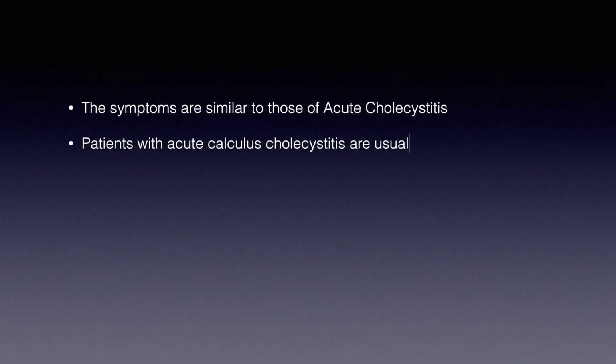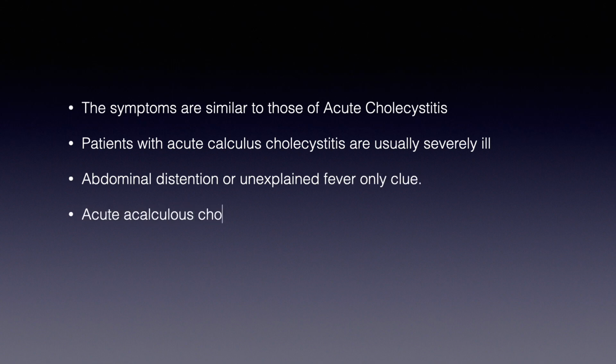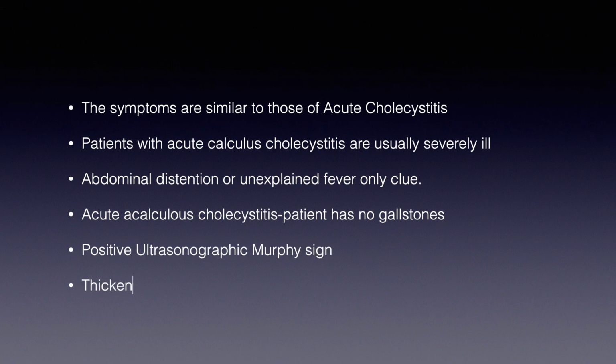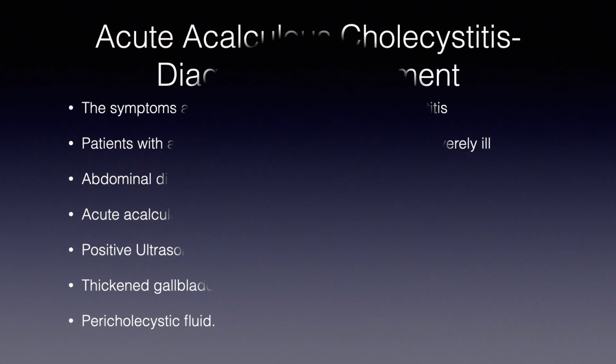Acute acalculous cholecystitis. The symptoms are similar to acute cholecystitis. However, the patients are typically very severely ill. Abdominal distension or unexplained fever are the only clue. The patient has no gallstones. There is a positive ultrasonographic Murphy sign, thickened gallbladder wall, and pericholecystic fluid. Untreated acute acalculous cholecystitis may progress to gallbladder gangrene, perforation, sepsis, shock, peritonitis, and has a mortality of about 65%.